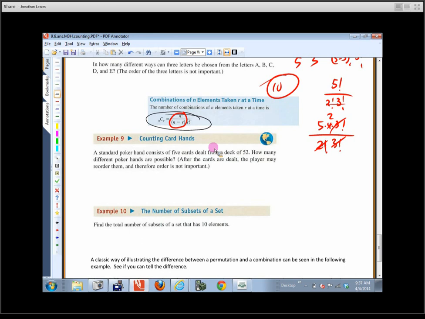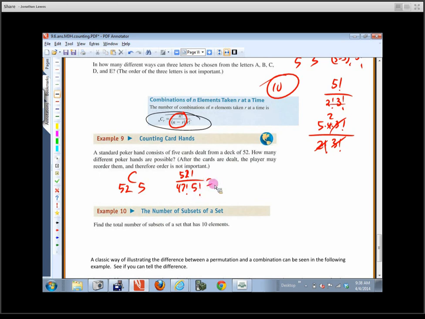Combination, okay? So we're going to do the number of combinations of how many things? 52 things taken how many at a time? Taken 5 at a time. So that means I'm going to have 52 factorial over 47 factorial and 5 factorial.